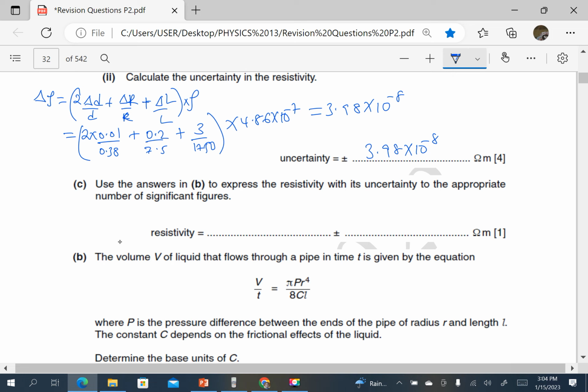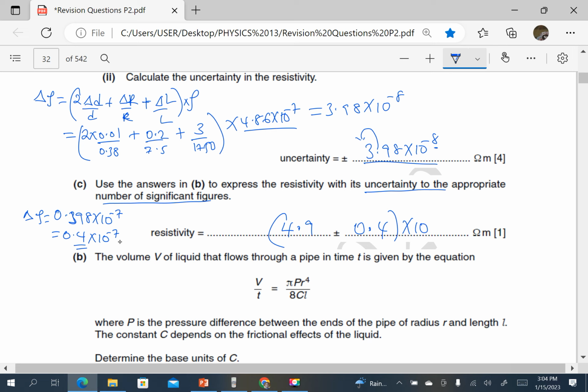Use the answer to express the resistivity with its uncertainty to the appropriate number of significant figures. So I'll write this to one significant figure and the same power as this one. So writing this to power negative 7, I'll move to the left. So it becomes 0.398 times 10 power negative 7, which is 0.4 times 10 power negative 7. So this is one decimal place, 0.4. So this one I'll also write to one decimal place, that is 4.9 in brackets times 10 power negative 7.